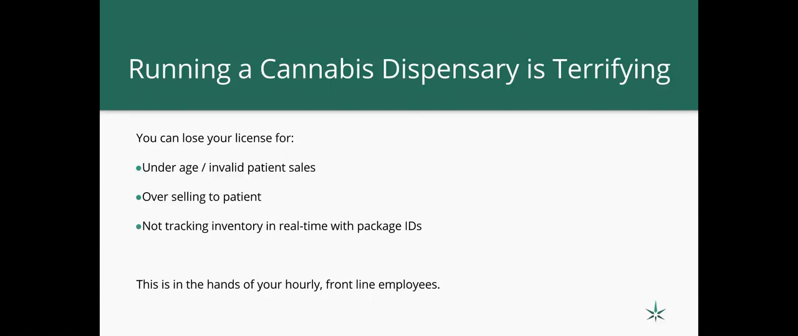And it seems like there is an endless list of things you can lose your license for. And some of the ones our customers tend to focus on when they're very first opening is you can lose it for underage or invalid patient sales. You can lose it for overselling to a patient. You can lose it for not tracking inventory in real time with package IDs and submitting it to the state. And what's, I think, even more terrifying from a lot of the owners that I speak with is that this is all in the hands of your hourly frontline employees.